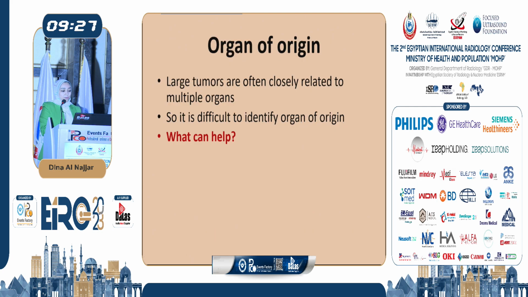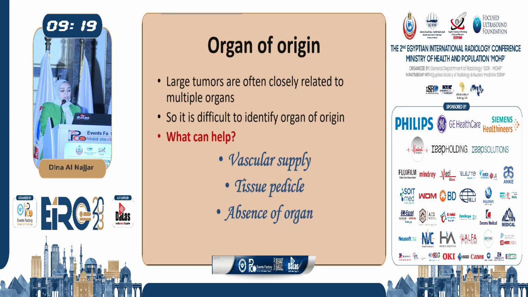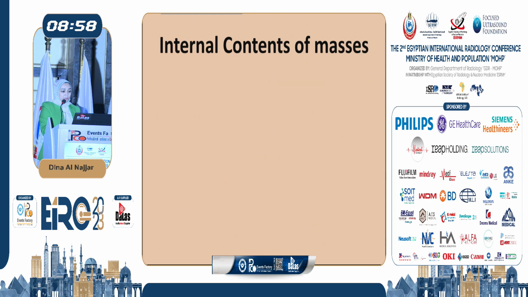Organ of origin. Large tumors are often closely related to multiple organs, and it's so difficult to identify the organ of origin. But some fine features may help us to detect the organ. First, the vascular supply, if we can see a specific arterial supply supplying a definite organ and supplying the same lesion. If there is a tissue pedicle connecting the lesion with the organ, or absence of the organ. If we cannot identify the organ itself, the lesion may be arising from that organ.